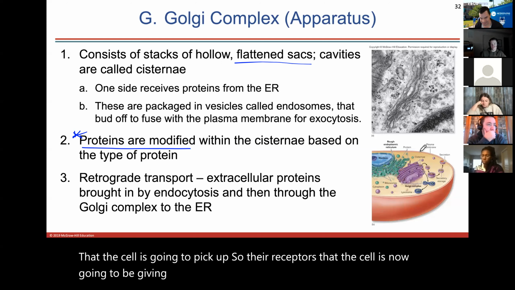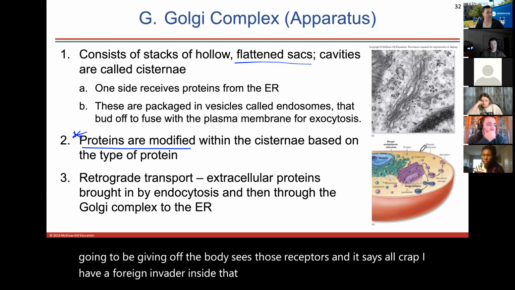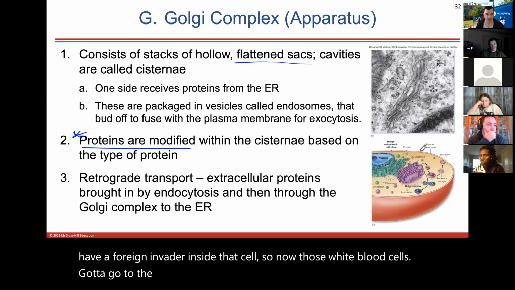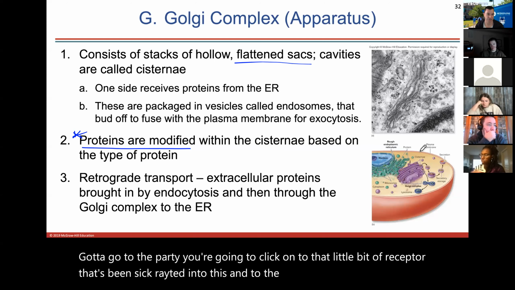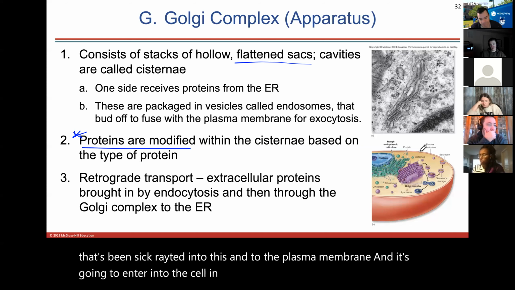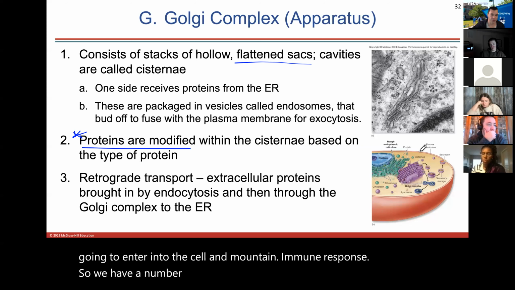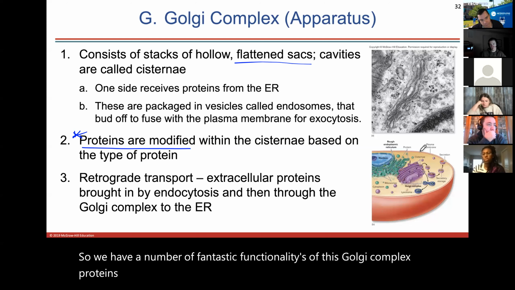The body sees those receptors and it says, oh crap, I have a foreign invader inside that cell. So now those white blood cells are going to go to the party. They're going to click onto that little bitty receptor that's been secreted into the plasma membrane, and it's going to enter into the cell and mount an immune response. So we have a number of fantastic functionalities of this Golgi complex. Proteins is generally the only one we really talk about.